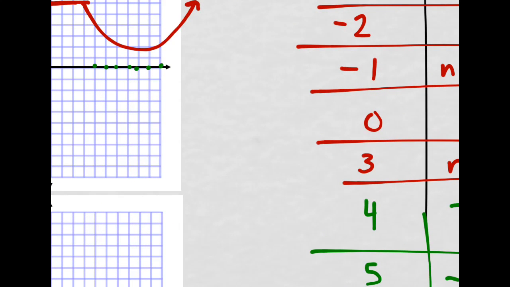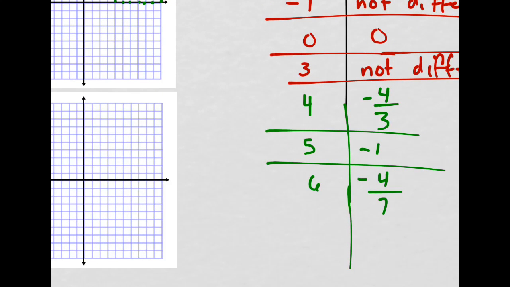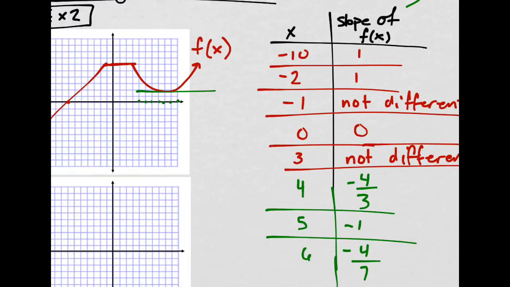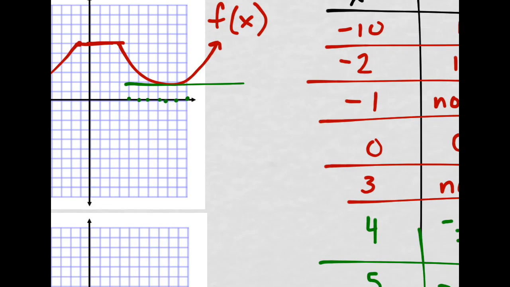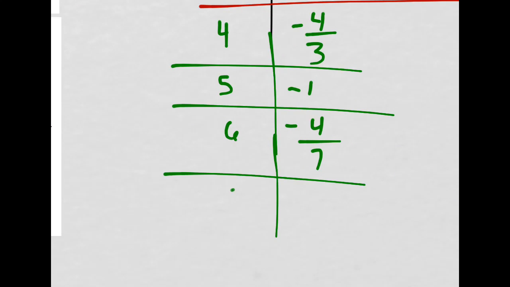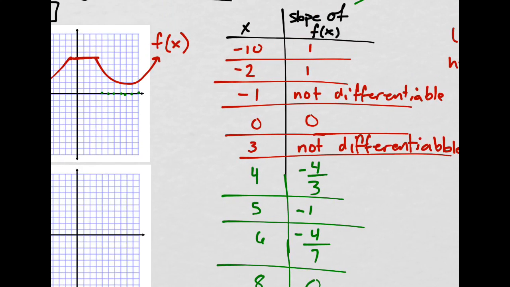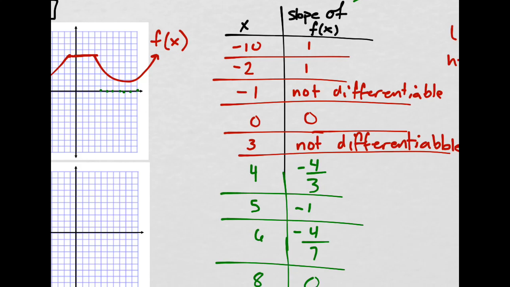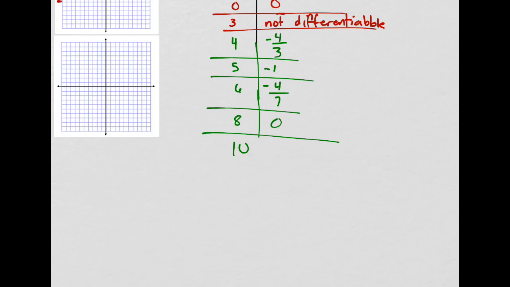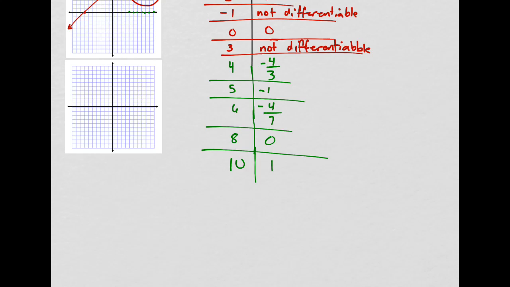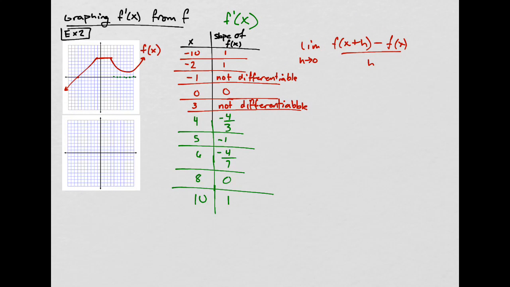What is it? 4, 5, 6, 7, 8. At 8, I'm skipping some because I want to move on. At 8, the slope is close to 0, so I'm going to say 0. And then it becomes positive. I'll just say this is a positive 1 at 10. Okay, now we have something that's a lot more accurate than the last example.